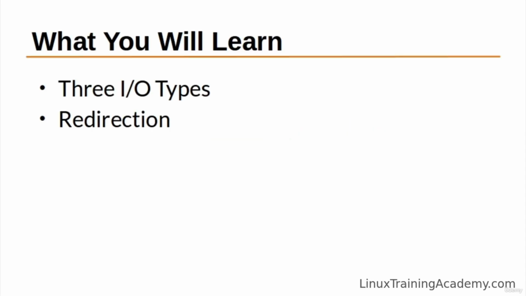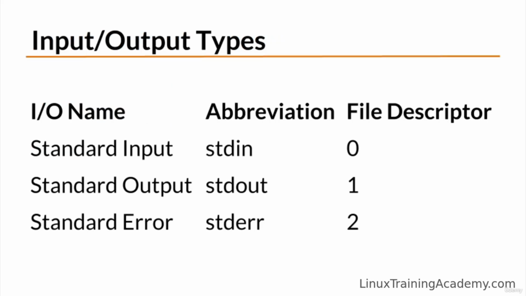In this lesson, we'll be talking about the different types of I/O, input and output, and how to redirect that I/O. There are three default types of input and output. They are standard input, standard output, and standard error. By default, standard input comes from the keyboard, and standard output and standard error are displayed to the screen.